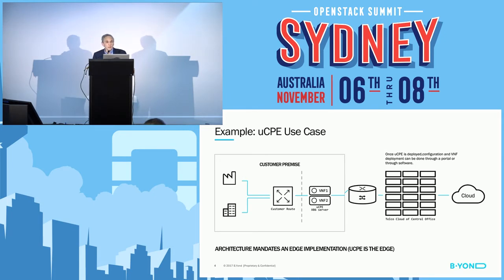Now, the UCPE is really the hardware, the box that will replace them all. It is a generic x86 server on which you would run each of those applications as a virtual function. You might run a routing virtual function, a firewall virtual function on that universal CPE equipment.